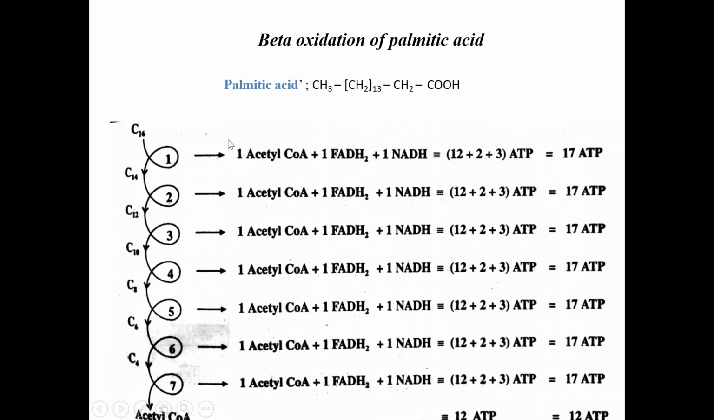Now, in every cycle of beta oxidation, it gives you one FADH2 and one NADH. Remember, this acetyl-CoA enters into the Krebs cycle. When one acetyl-CoA enters into the Krebs cycle, the number of ATP released is 12. We have learned this. From 1 FADH2, 2 ATP. From 1 NADH, 3 ATP. So, one cycle of beta oxidation will give you 17 ATP.